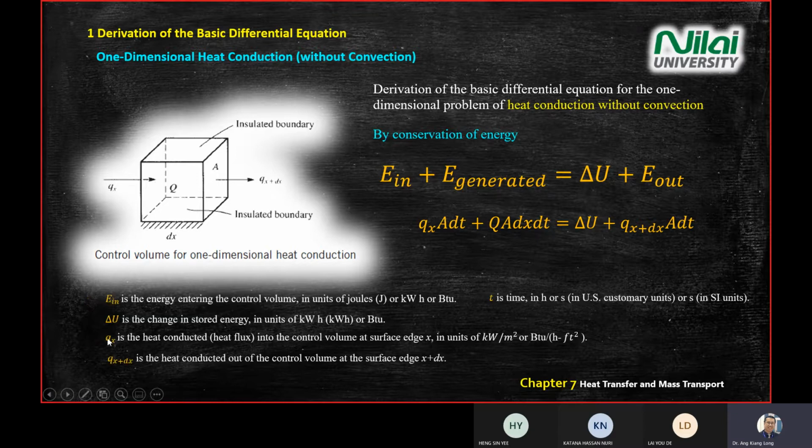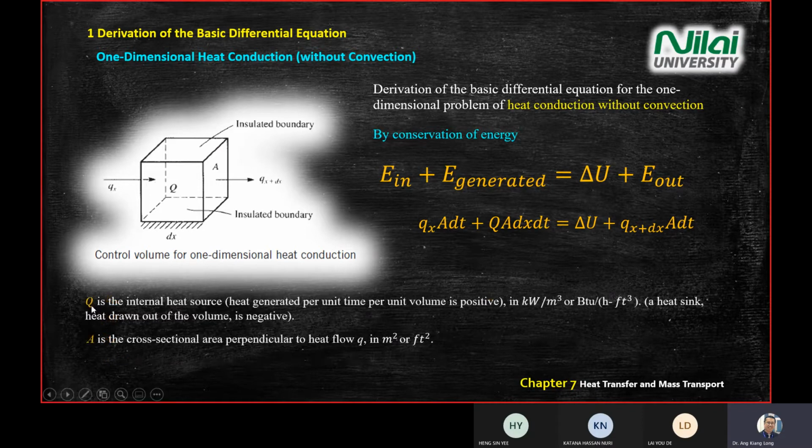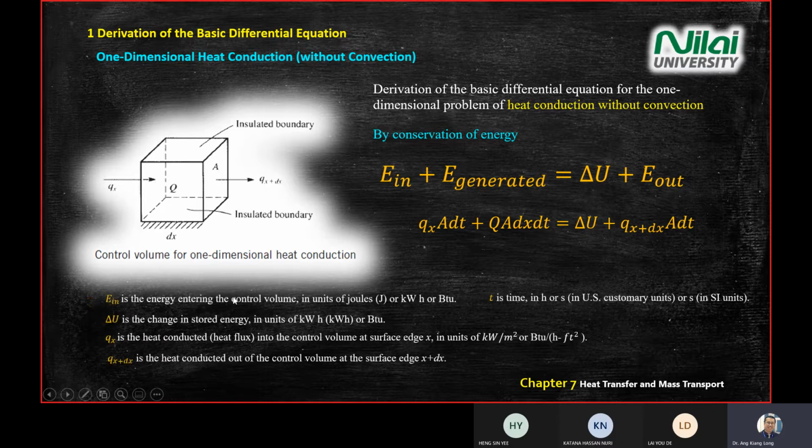Small q, qx, is in watt over meter square. So this is the important unit for this chapter. Small q is a heat flux. Heat flux is watt over meter square. Capital Q is watt over meter cube, in volume. So don't confuse between the capital Q and the small q. All right.